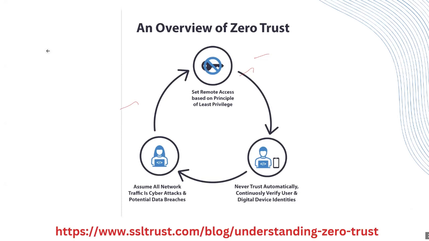So this is an overview of zero trust, right? So we have 3 stages. The first stage here, we restrict remote access, or we set remote access. Oh my God, it's not a good drawing. Okay, but yeah, we set remote access based on the principle of least privilege, right?